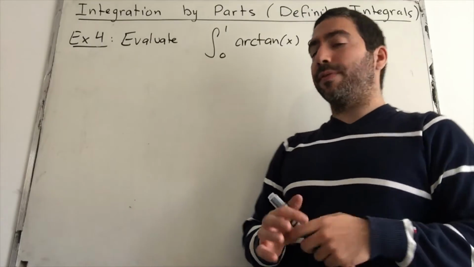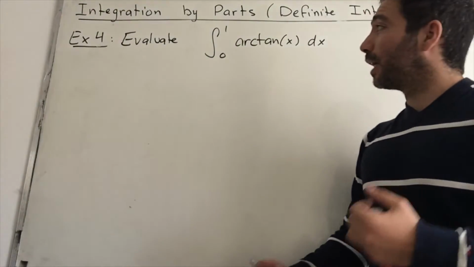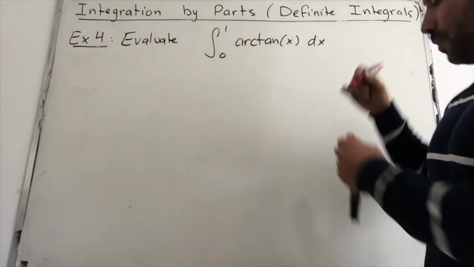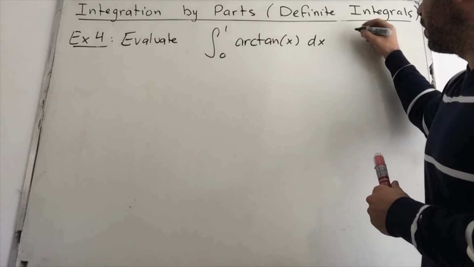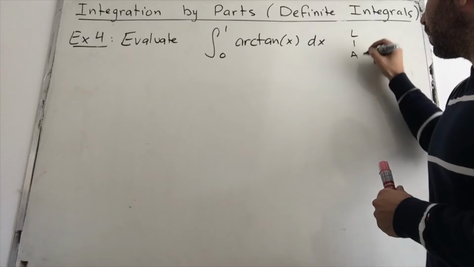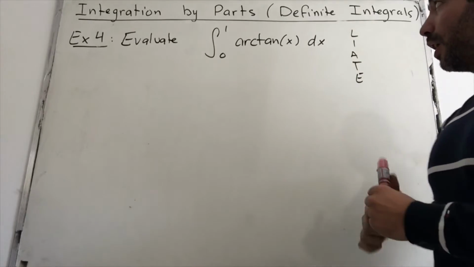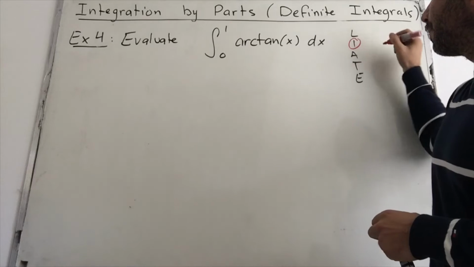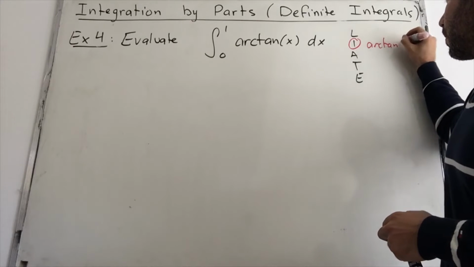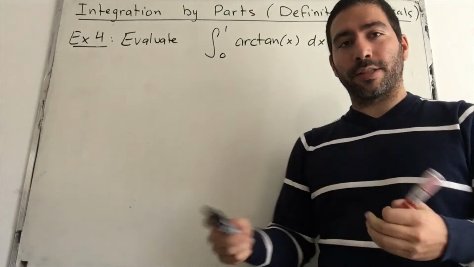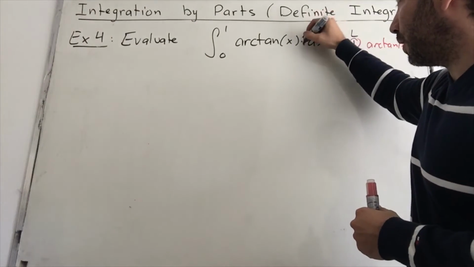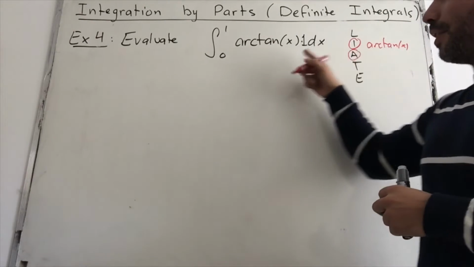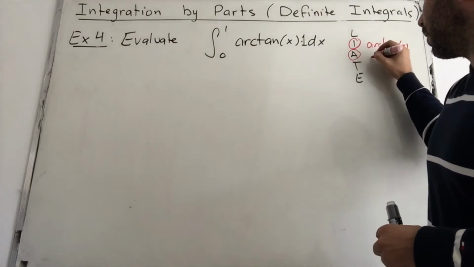So example 4 here, we have to evaluate the integral from 0 to 1 of arc tan of x dx. Again, pause the video, give this a shot, see if you're able to solve it. Using LIATE, we have log, inverse trig, algebra, trig, exponentials, and all we have here is, well, it seems that we're just dealing with an inverse trig. But we could think of this as arctan of x times 1 dx, where the 1 is essentially your algebraic function. You can think of it as x to the 0. So this is our 1.